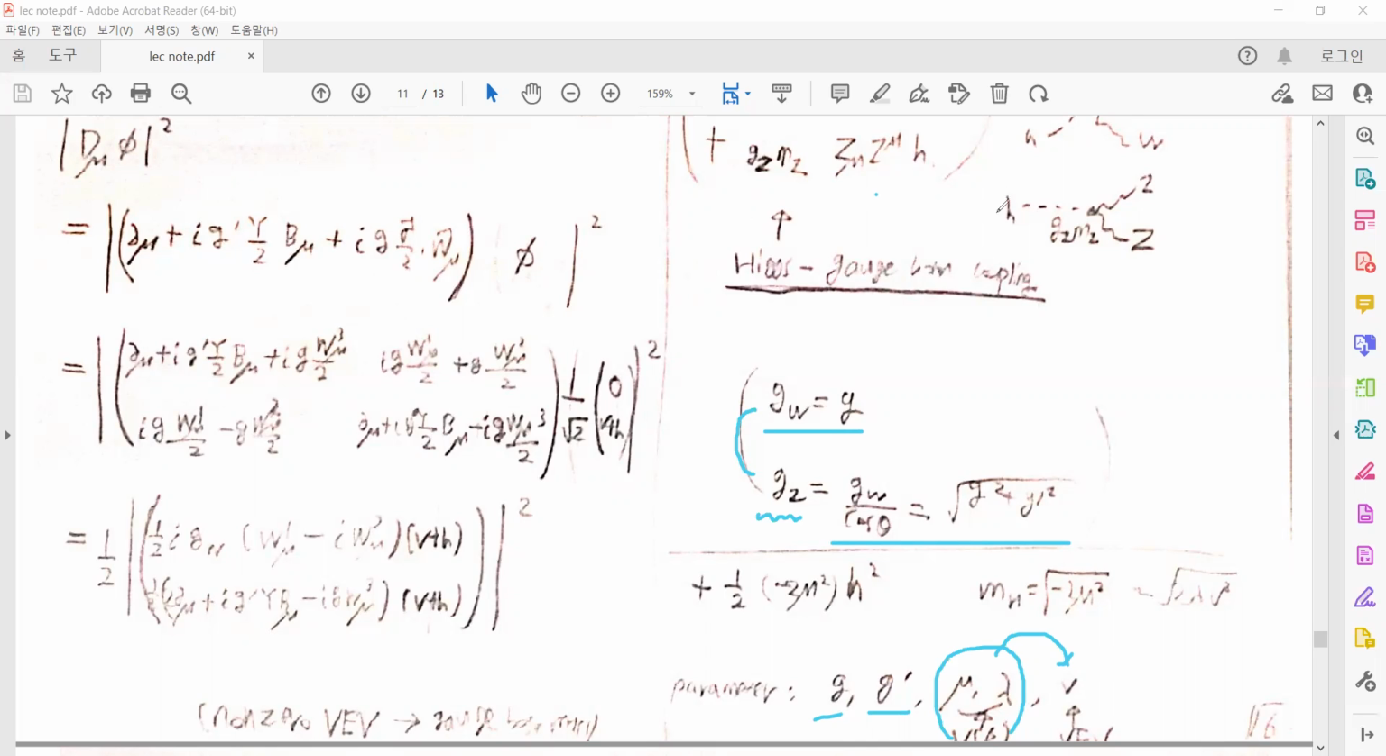So we can determine the vacuum expectation value from experimental observations of the W boson mass.